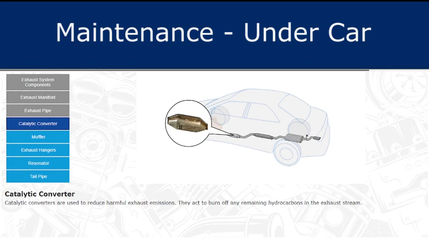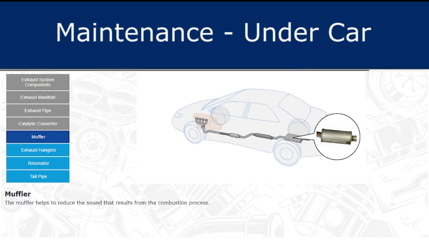Catalytic converters are used to reduce harmful exhaust emissions. They act to burn off any remaining hydrocarbons in the exhaust stream. The muffler helps to reduce the sound that results from the combustion process.